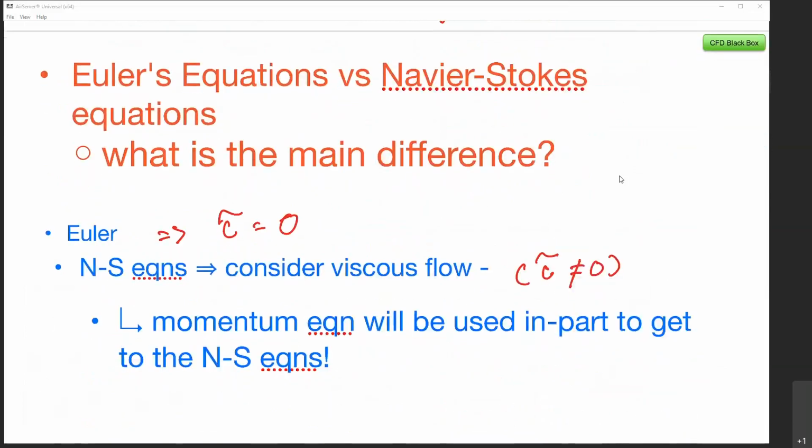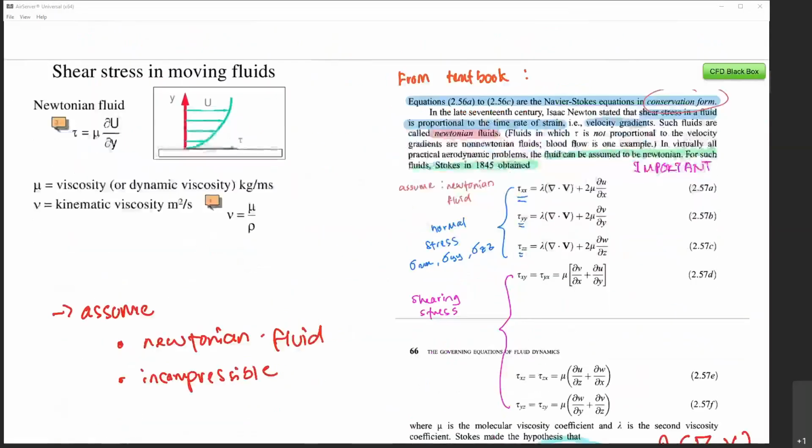All right. So to proceed from Euler to Navier-Stokes, one might ask, what is the main difference? The main difference is just what we discussed. For Euler, we assume tau to be 0 because it is inviscid. But for the Navier-Stokes equations, however, we consider the viscous term, meaning that tau is no longer 0. The shear stress must be taken into account. All right, so let's have a look.